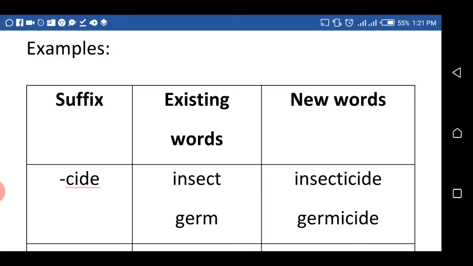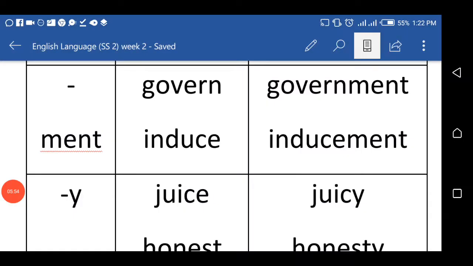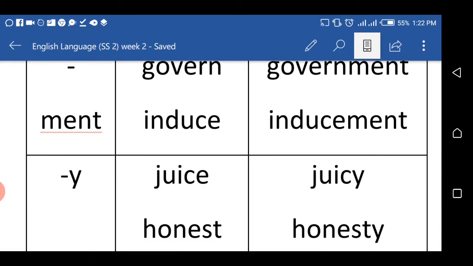Example here, when you add cide to the word insect, you have the word insecticide. When you add cide to germ, you have germicide. When you add ment to govern, you have government. When you add ment to induce, you have inducement. When you add this y here to the word juice, you have juicy. When you add it to honest, you have honesty.